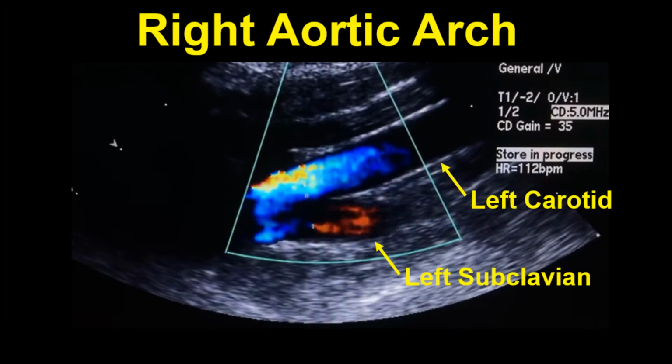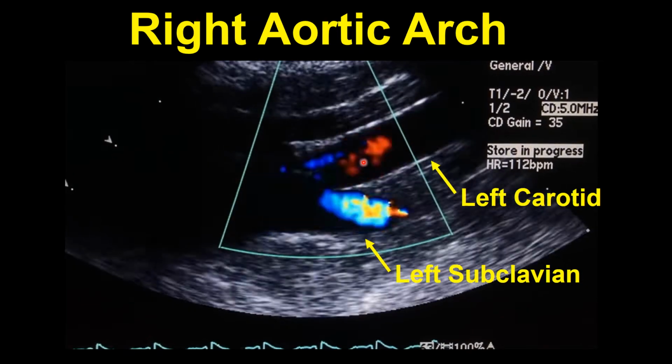So this shows a right aortic arch. The innominate artery is here, and it bifurcates into the left carotid and the left subclavian. Usually the innominate artery goes this way. So I've stopped this on the early diastolic frame to show the flow reversal in the carotid. It's very unusual to see flow reversal on color Doppler. And here's the left subclavian, which has a little different flow pattern. So let's look at that in real time.